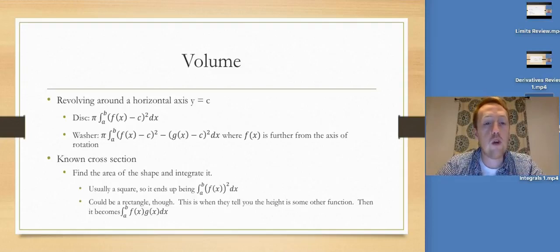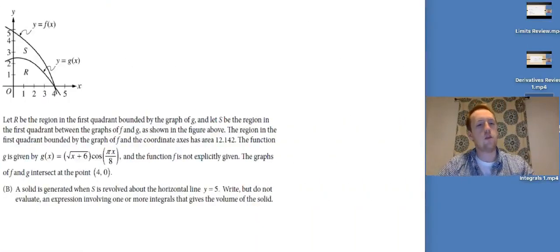Then if we've got those known cross-section problems, like it says, region R is the base of a solid where the perpendicular cross-section is a square. That's usually what it is. It could be like an isosceles triangle, or it could be a rectangle. And the rectangles are a little weirder, but still not too bad. But you just find the area of the shape and integrate it. So that's not that bad. So let's look at this one.